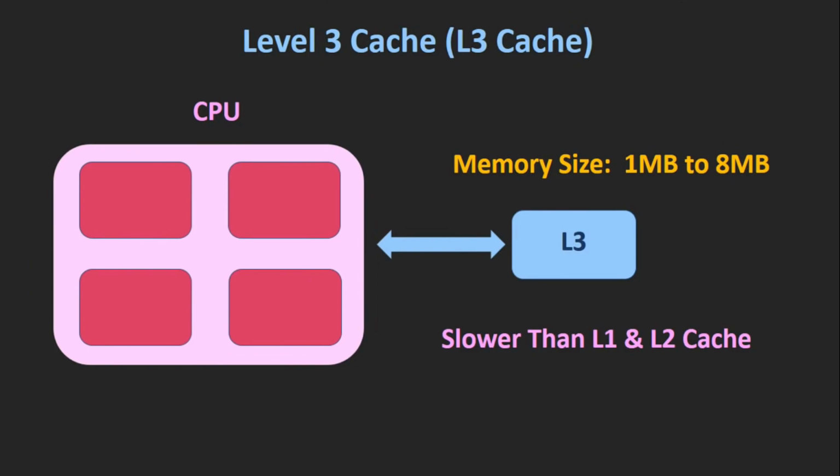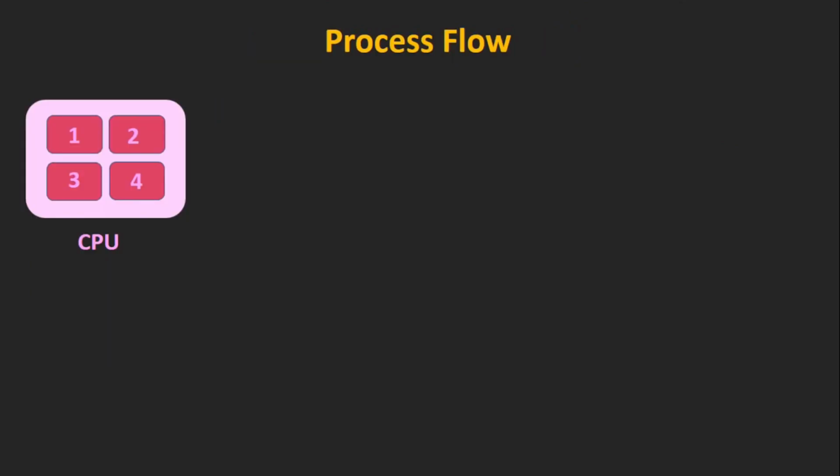The memory size of this level 3 cache is in the range of 1 MB to 8 MB for a high-end processor. It is slower than L1 and L2 cache, but still it is faster than random access memory or RAM. So now let's see the process flow when the CPU needs some data.